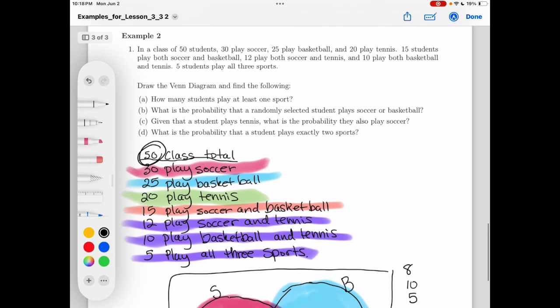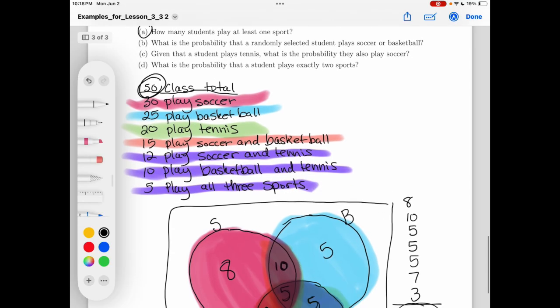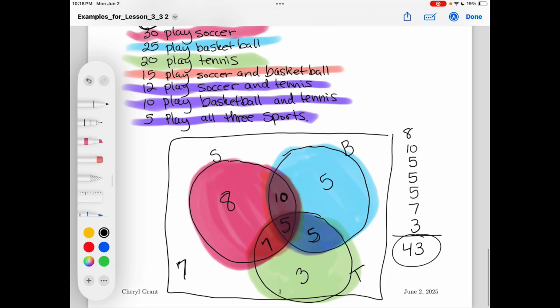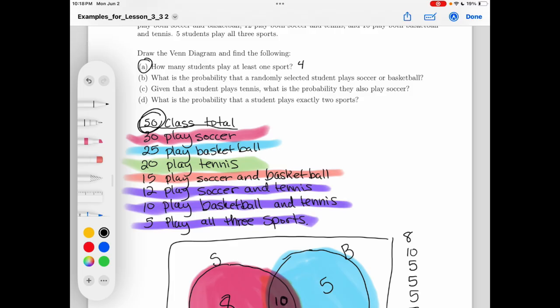So let's use this to answer our questions up here. Part A, how many students play at least one sport? So we just counted those up here. Everybody that's within one of the circles, not double counting anybody, we have a count of 43. So there's 43 people that play at least one sport, and then there's 7 people that don't play any sports. Let's look at Part B.